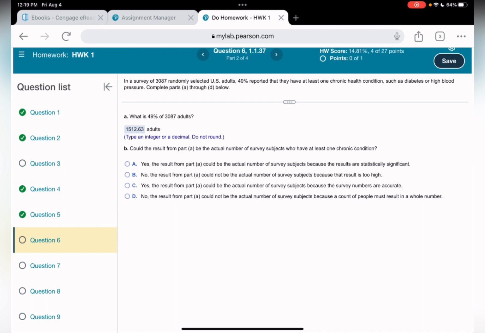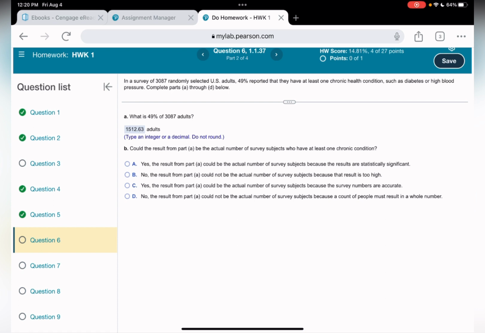So at this point, for me, I'm going to drop answers with yes, A and C, and pick between B and D. So what is my B? No, the result from part A could not be the actual number of survey subjects because the result is too high. That is also baloney.